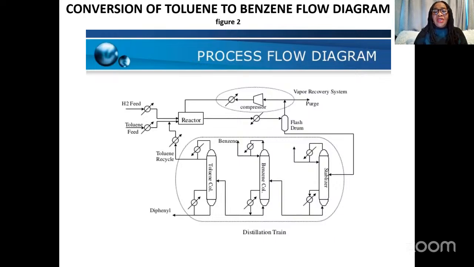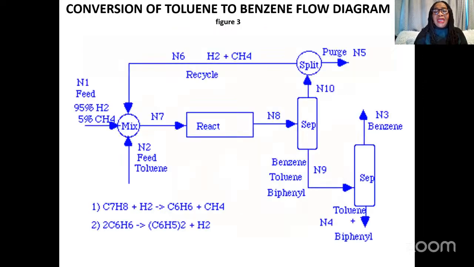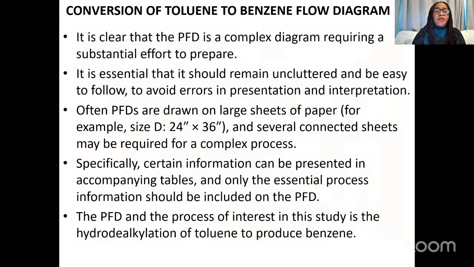So this is another process flow diagram. And then this is another one, figure 3 here, still for the conversion of toluene to benzene. So you can see how this one is. But let's go on.